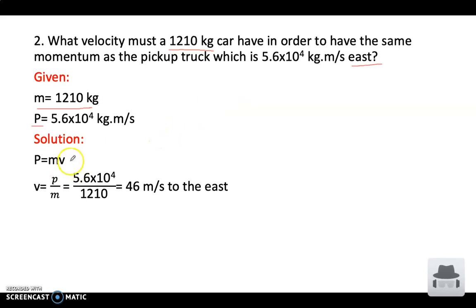So I write the formula, P equals m times v. Now I need v. I'll divide both sides by what? By m. Divide both sides by m, and this m will be cancelled with this m. So I will get v equals P over m. Plug the values. P is 5.6 times 10 to the power 4 divided by m. I will get the answer. Don't forget the unit of velocity, which is meter per second east. Now let's go to question number 3.